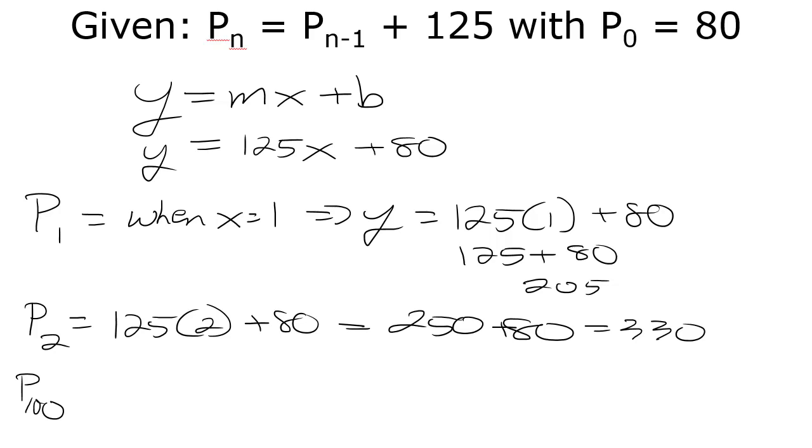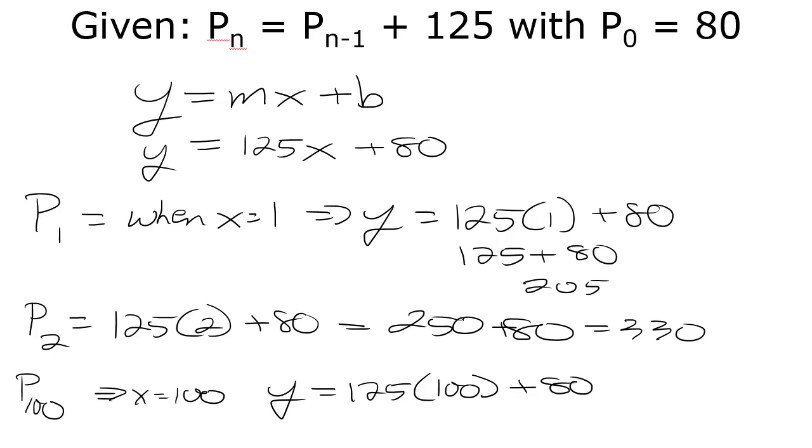But once you realize that it's just this simple formula, then this just means that x equals 100. We plug that in. We get y equals our slope of 125, that's our constant change, our constant difference, as they call it, times 100, plus that initial starting amount of 80, our b. 125 times 100 is 12,500, plus 80, and that's simply 12,580.